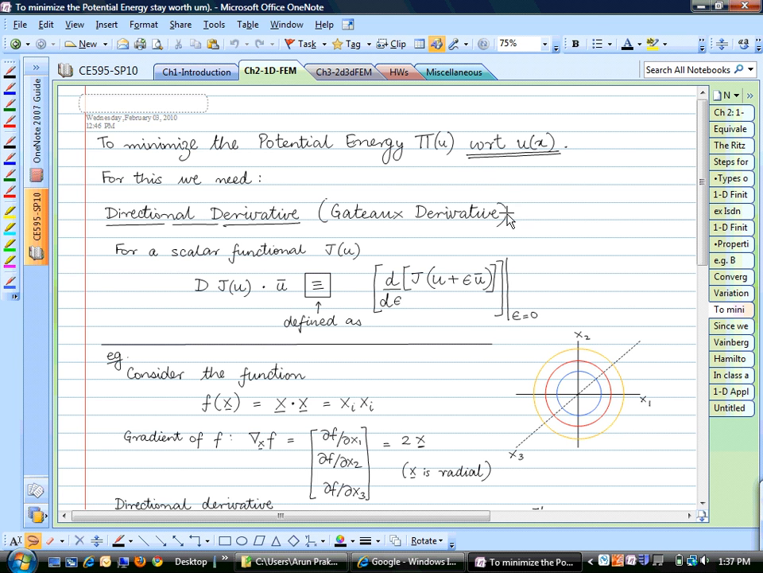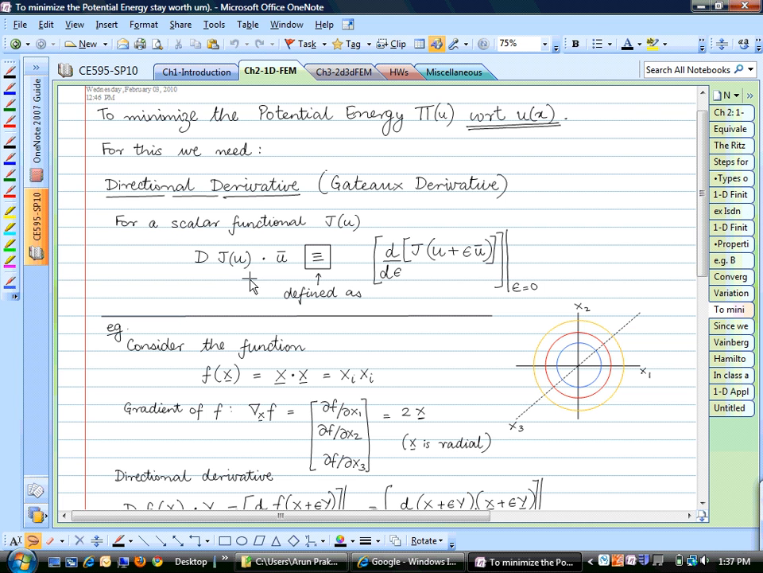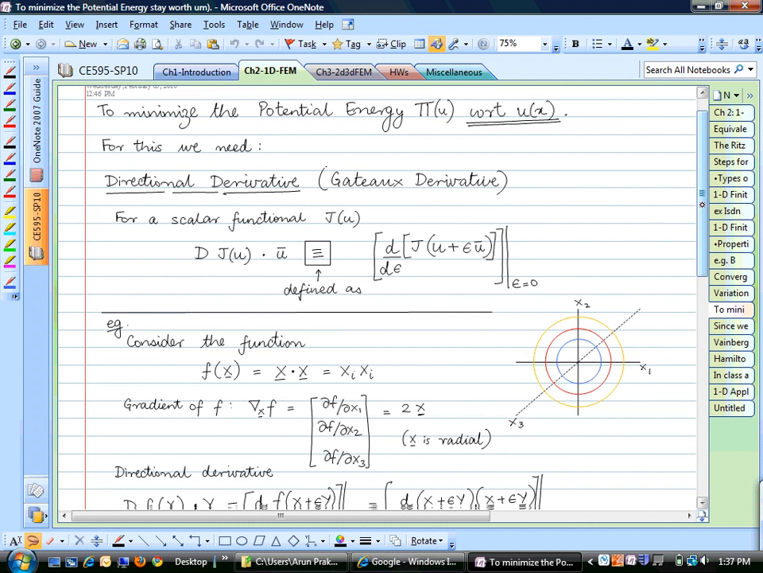So we were taking a look at the concept of directional derivative, which is also called the Gateaux derivative. And the way that this derivative is defined is like this. Now this is very important, very fundamental. We will be using this kind of a thing again and again for even 2 dimensions, 3 dimensions, beams, plates, whatever. So this definition of the directional derivative is very fundamental.